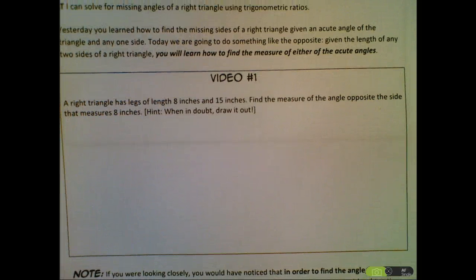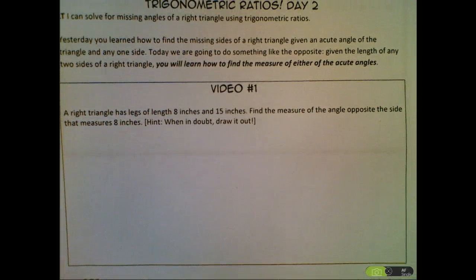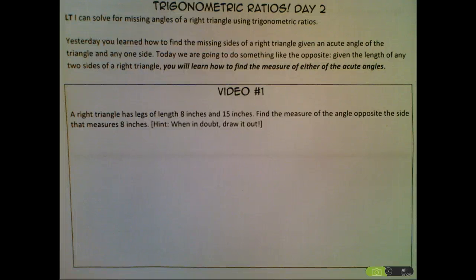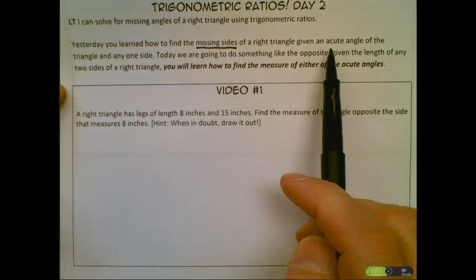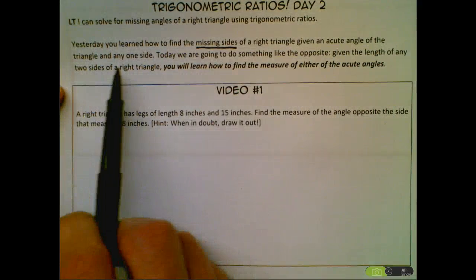Alright, so here we go with trig ratios day 2. So our learning target for today is that you can solve for missing angles of a right triangle using trigonometric ratios. So yesterday we learned how to find the missing sides. We learned the missing sides of a right triangle given an acute angle of the triangle and any one side.